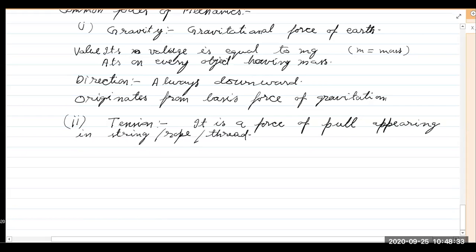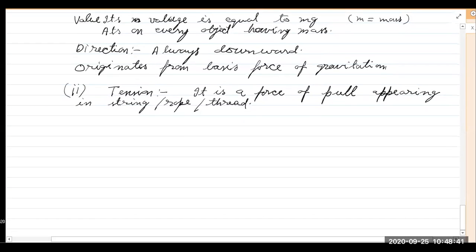How much is its value, how it acts, and what its nature is, we will discuss. It is a force of pull. Suppose I have an object here and I am pulling it with a string. If I apply a force of 10 Newton, that will be the force appearing in the string, and this 10 Newton force will be acting on the object. That will be the tension in the string.